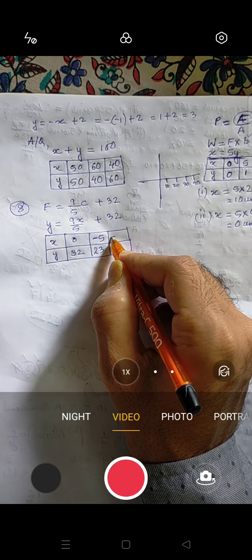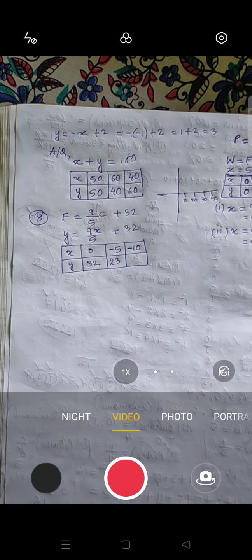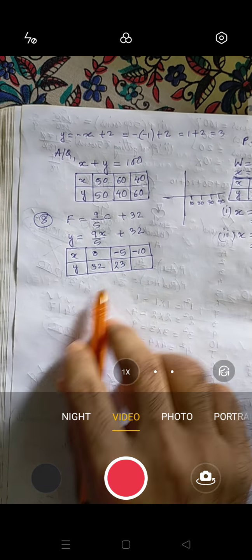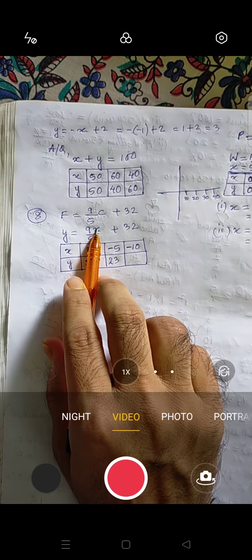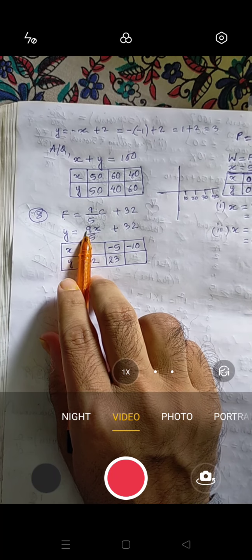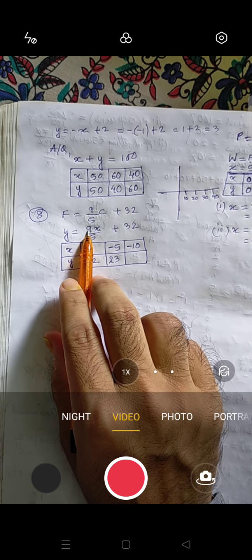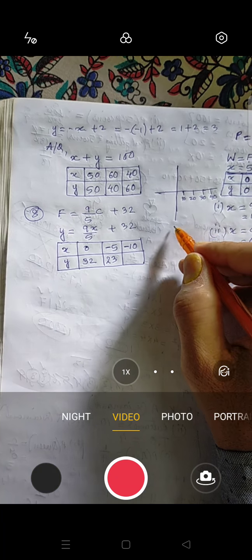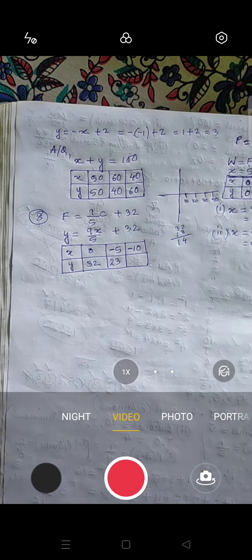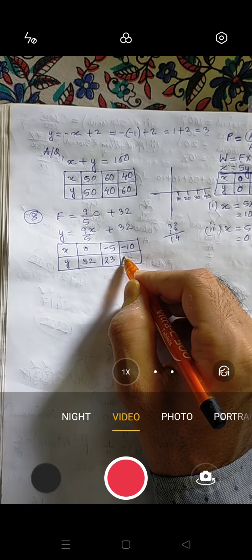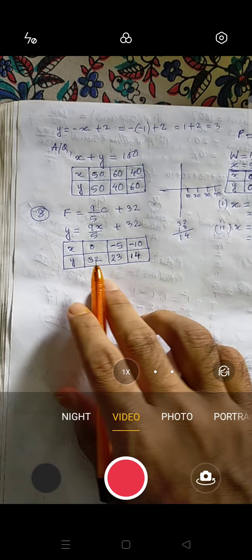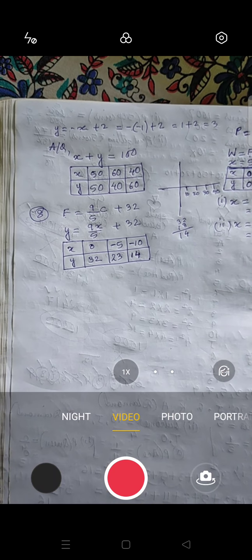Now if I take minus 10, okay, you can take 5 also, your choice. But I am taking this way so that the number will be small. So if I take minus 10, then 5 and 10 can be cancelled, we will be having 2. So 2 into 9 is 18, we will be having minus 18. So 32 minus 18, you will be having 14. Correct or not? So 14. So these are your coordinates. You can substitute your value here.